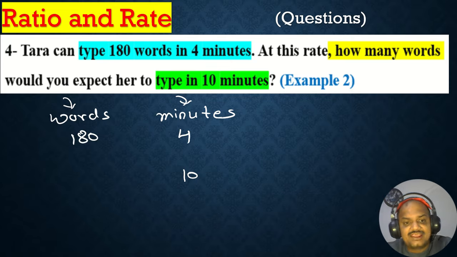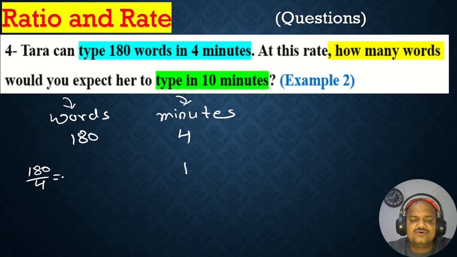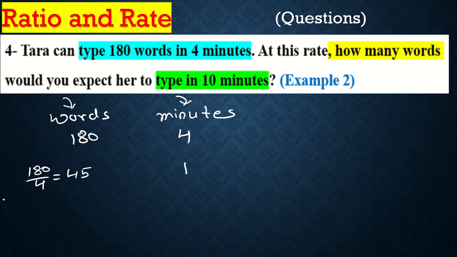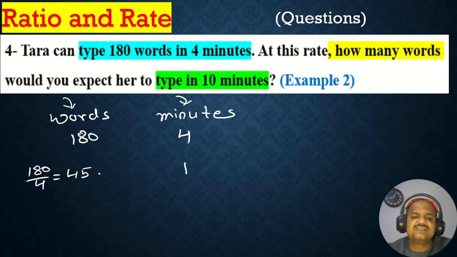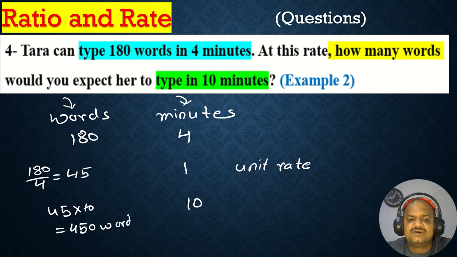So see, I can do it directly, but just to help you understand in a better way, I will try to find it in 1 minute. In 1 minute how much can she type? 180 divided by 4, and I think it will be 45 words. So in 1 minute this is 45 words, and this is called unit rate. What do we say? Unit rate. So for 10 minutes it will be 45 times 10, which is equal to 450 words. This much she can type in 10 minutes.